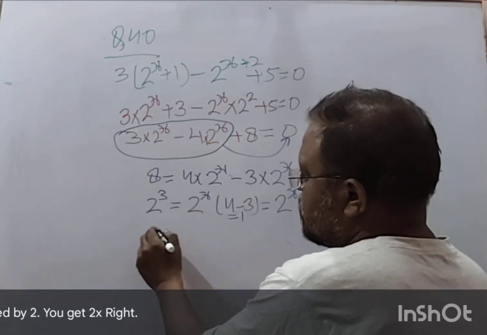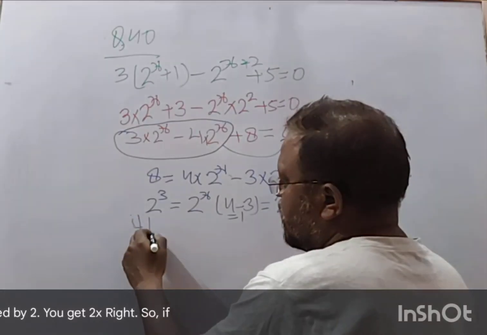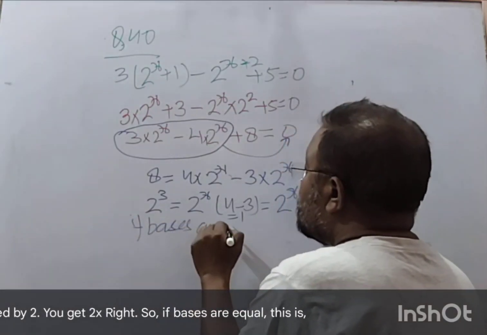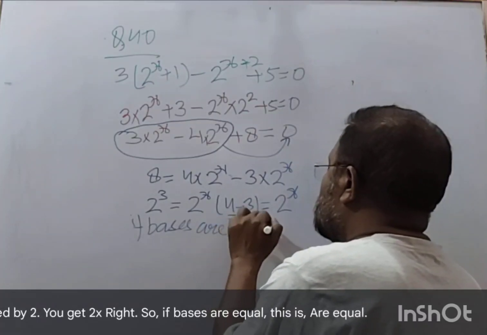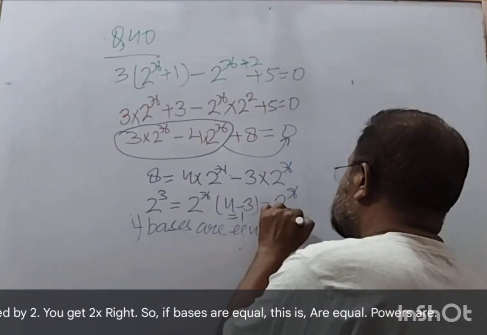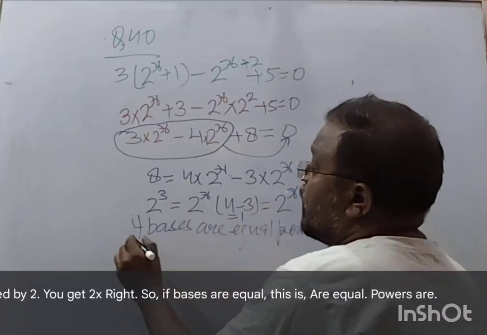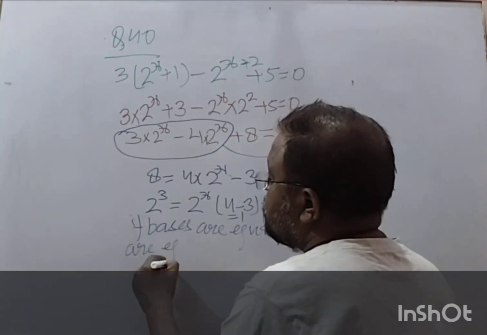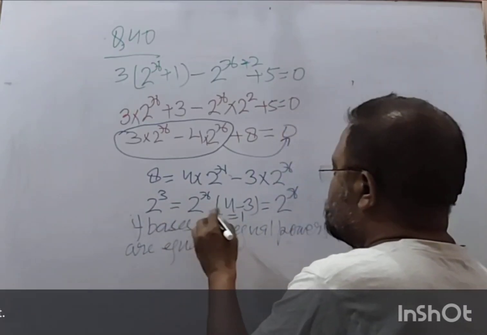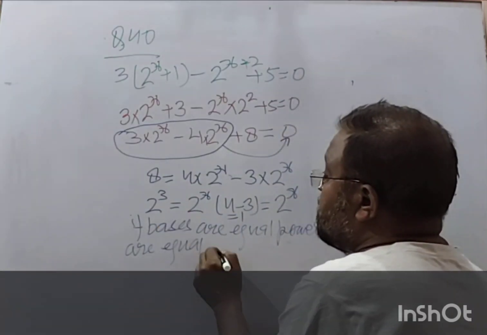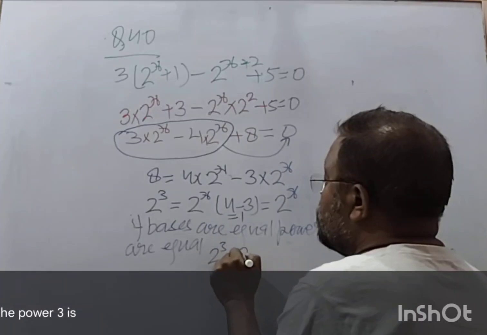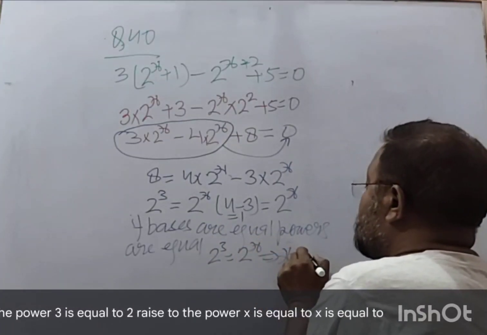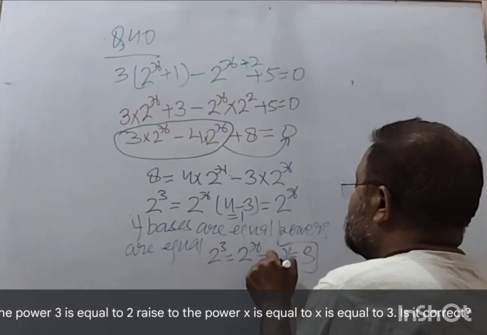Right? So if bases are equal, powers are equal. Yes, sir. So it means 2 raised to the power 3 is equal to 2 raised to the power x, so x is equal to 3. Is it correct?